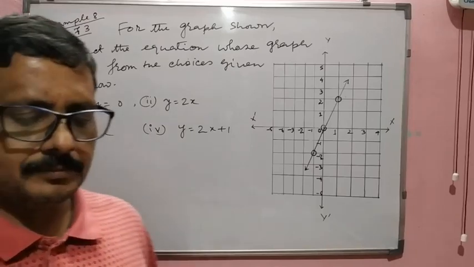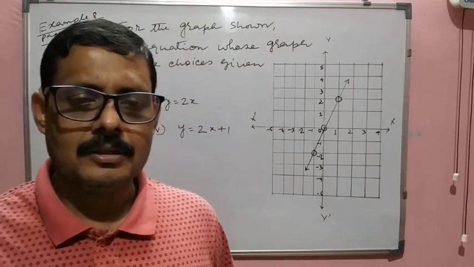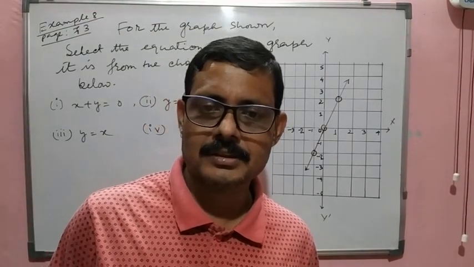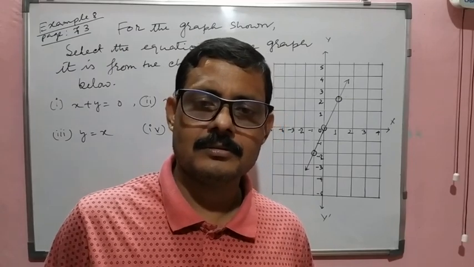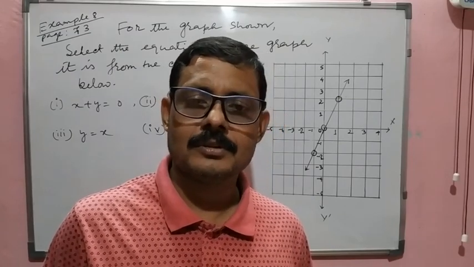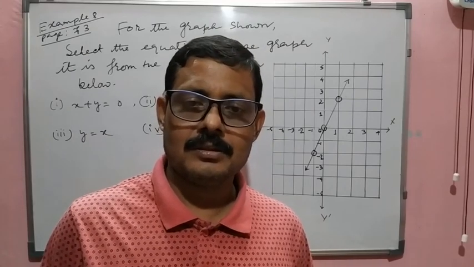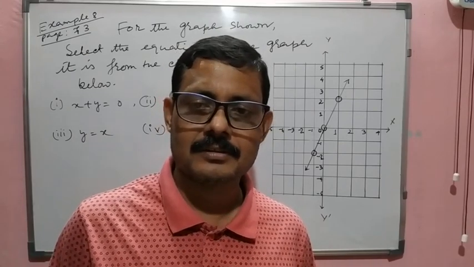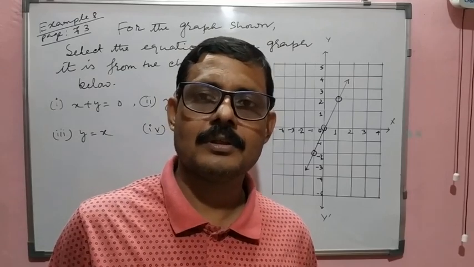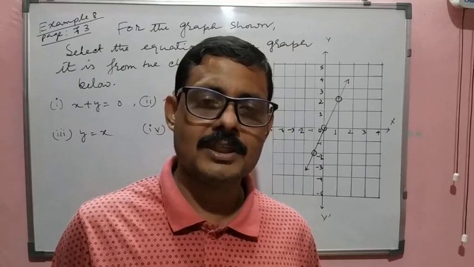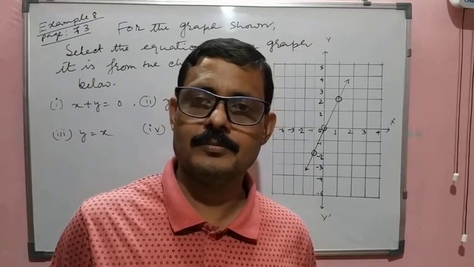Okay, my dear children, today we are going to discuss the graph of a linear equation in two variables. Last class we learned that the graph of a linear equation in two variables always represents a straight line.